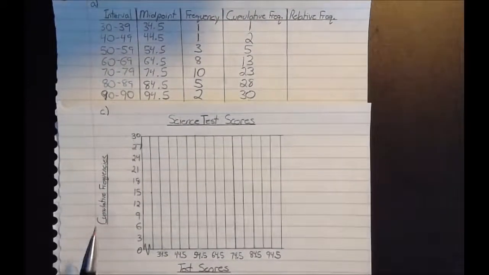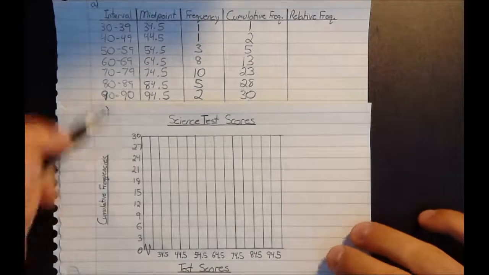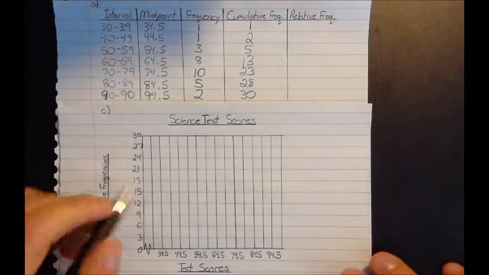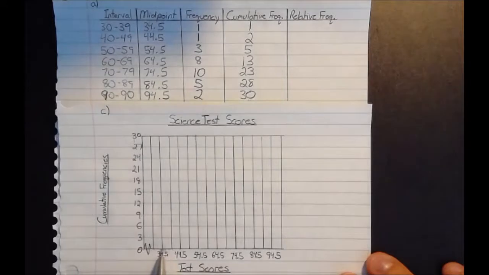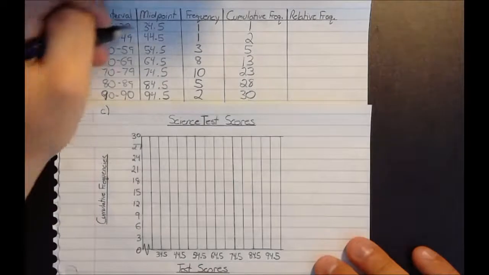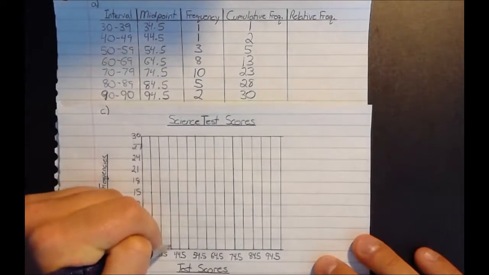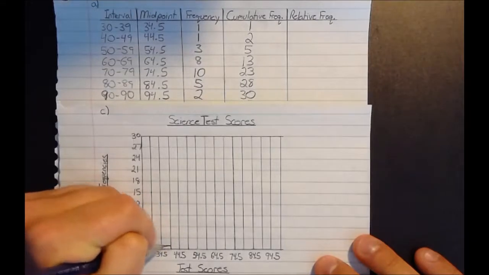I'm trying to get into this shot there. And on my y-axis, I have cumulative frequencies. I've gone up by 3 on the y-axis, and my test scores, as I talked about earlier, are represented by the midpoints. Okay, so let's graph this. So between 30 to 39, that's represented by the midpoint here. And again, I'm still using the 2 lines to represent the bar. So again, I have a frequency of 1. So that's about a third of the first block there.